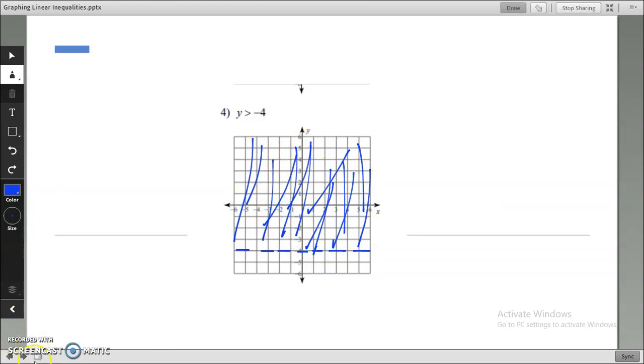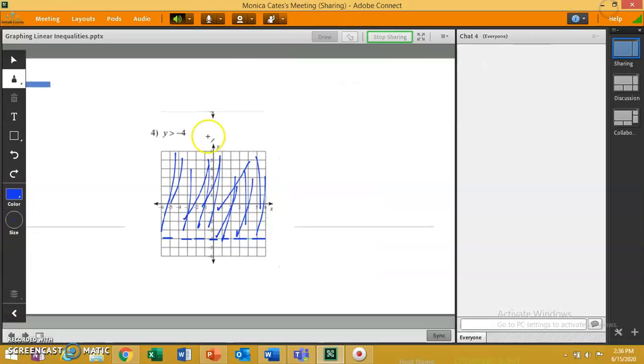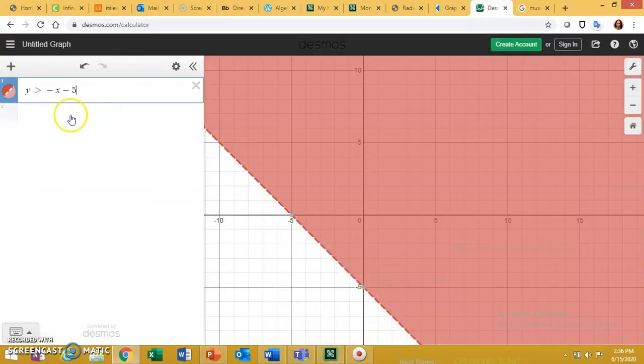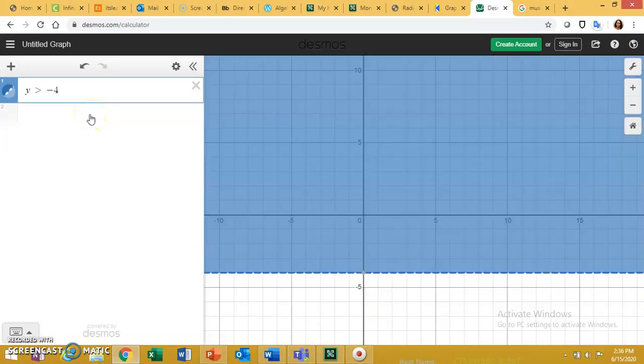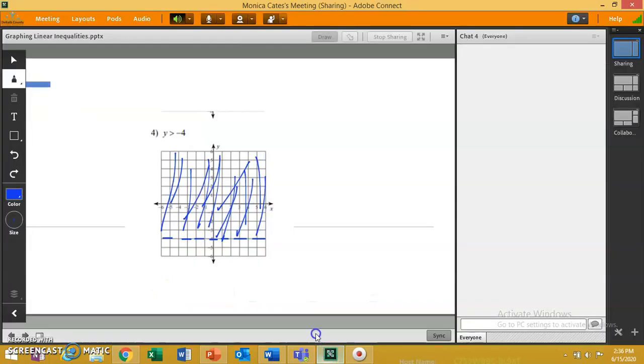All right, so then let's test it out. Oops, so let me get rid of that. y is greater than -4, and there we have it. All right, I think this is the last one.